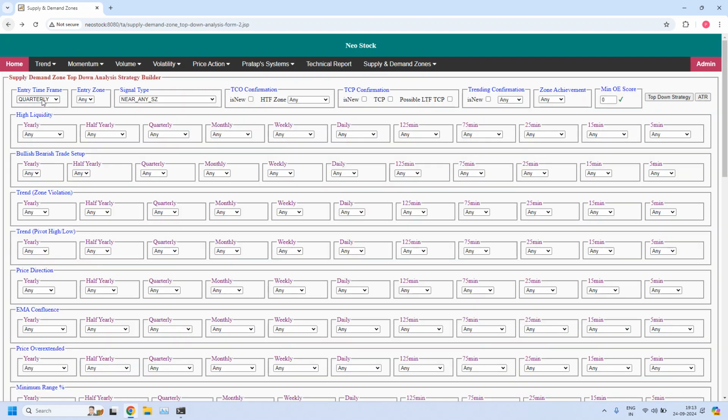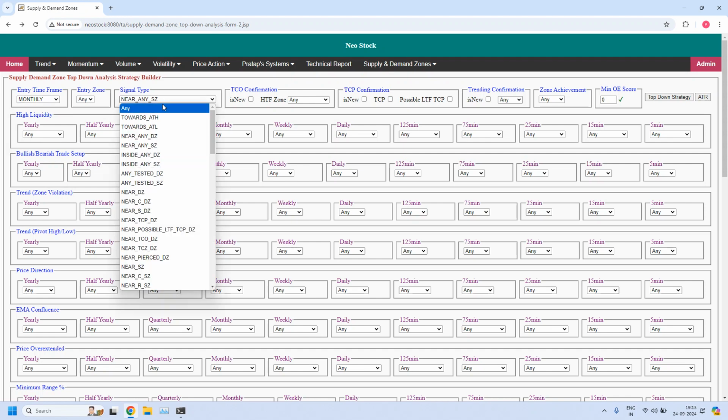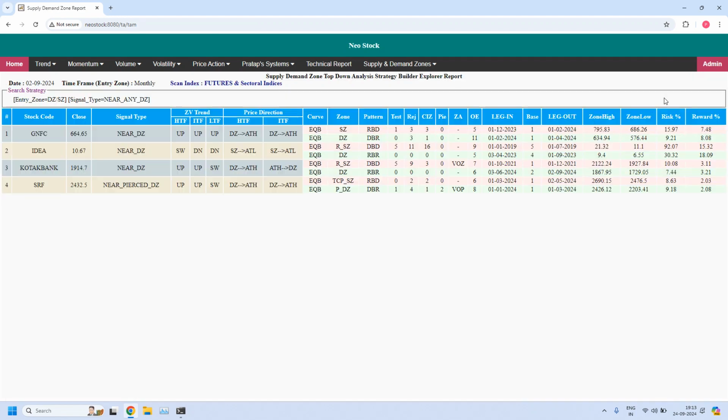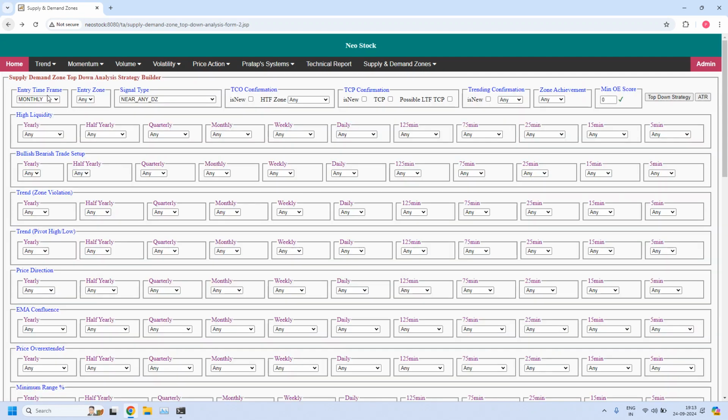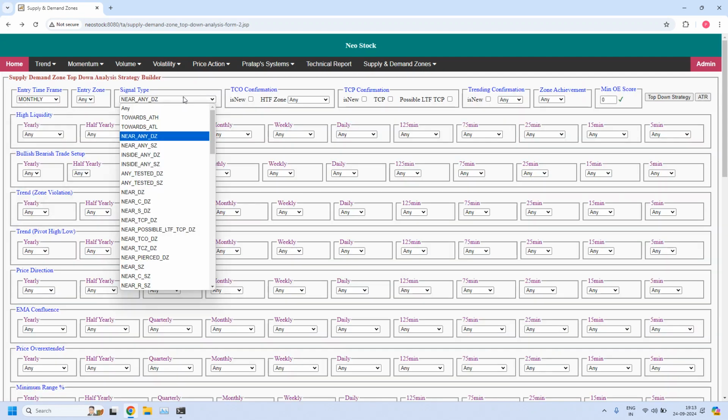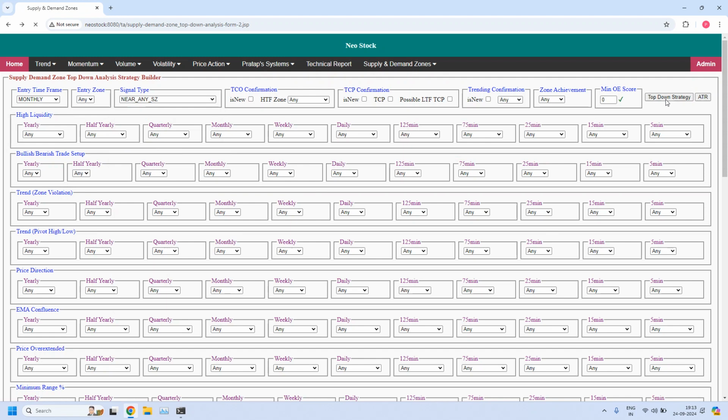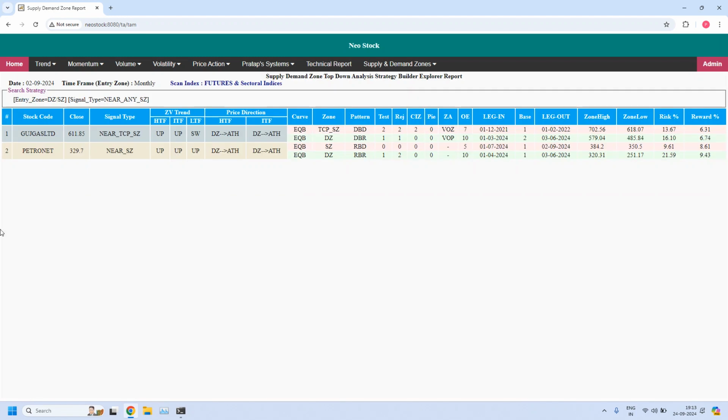Next time frame is monthly. Let us find the stocks near monthly demand zone. 4 stocks are filtered near to the monthly demand zone. Next report, monthly time frame, let us find the stocks near monthly supply zone. 2 stocks are filtered.